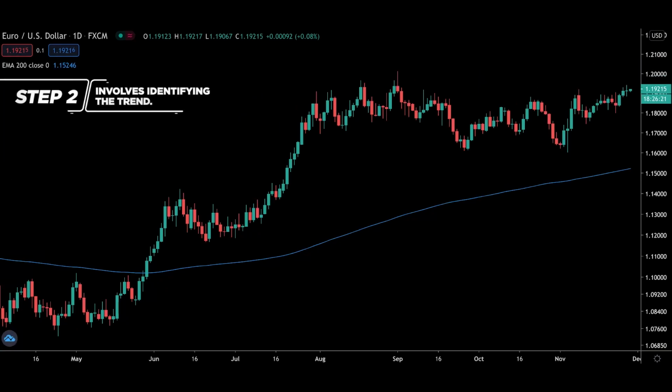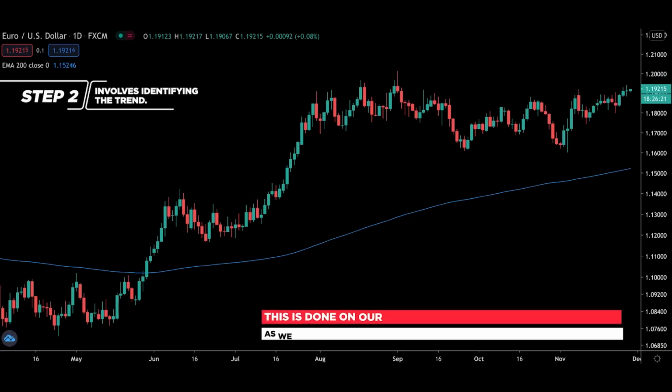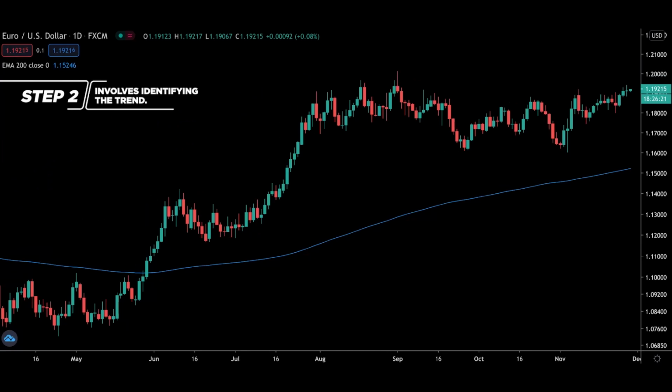Now, step 2 involves identifying the trend. This is done on our longer time frame as we want to position our trades following the higher time frame trend. This will increase our probability of winning and maximize our profits, since a higher time frame trend is likely to move more than a smaller time frame trend.